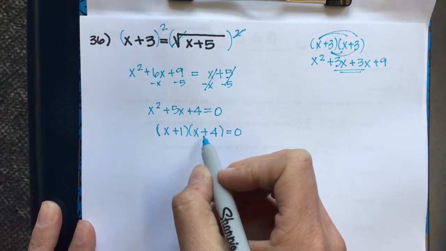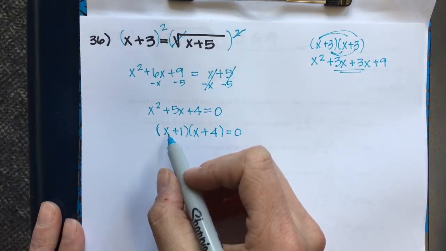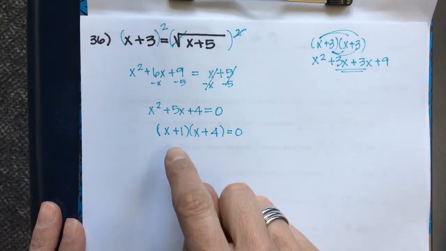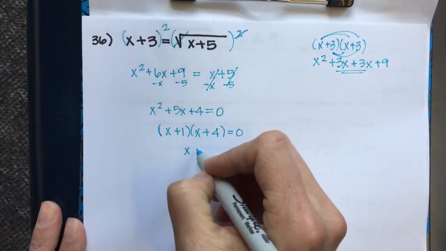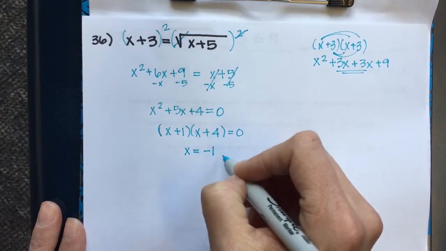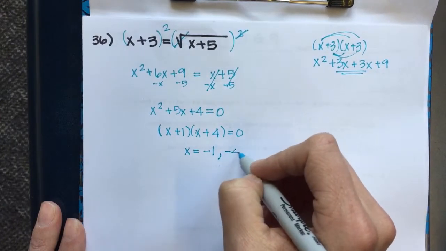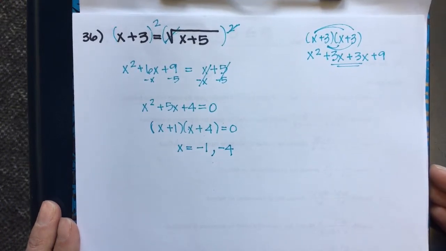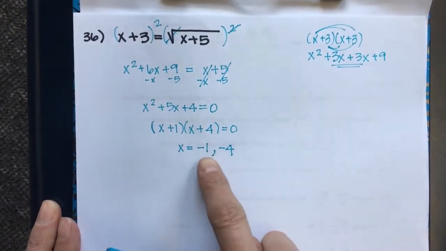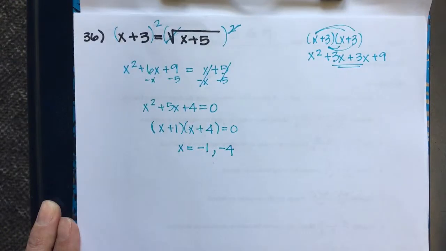So if these are my factors, to solve for x, I need to know what makes each one of those 0. So what could I put in for x to make x plus 1 equal to 0? Would be -1. This one is -4. Now this is where you most often see solutions that don't work. I need to plug both of them back into the original equation.